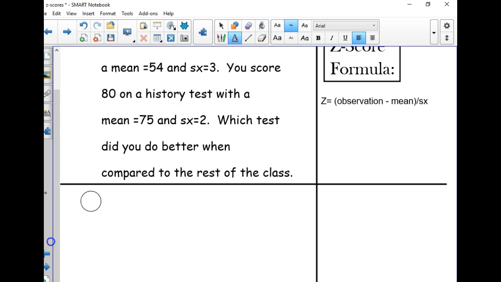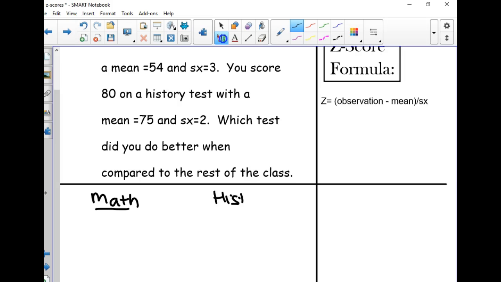I'm going to write math. And then what was it? History? I'm going to find the Z-score right now for both courses. So the Z-score for math. How did I score? What was my observation? Was it a 65 or a 60? 65. Okay, 65. That's my observation, guys. That's right here.